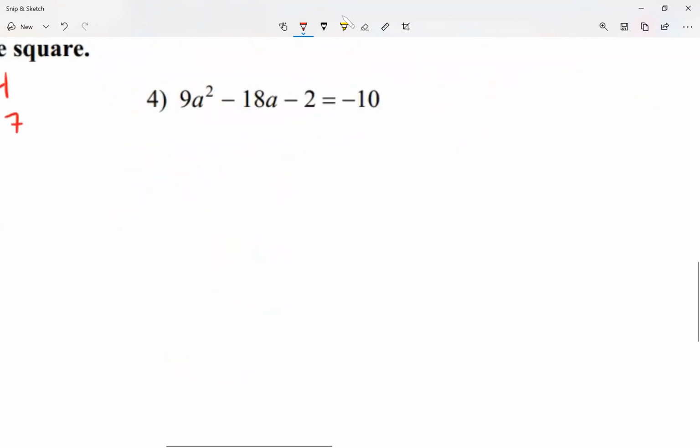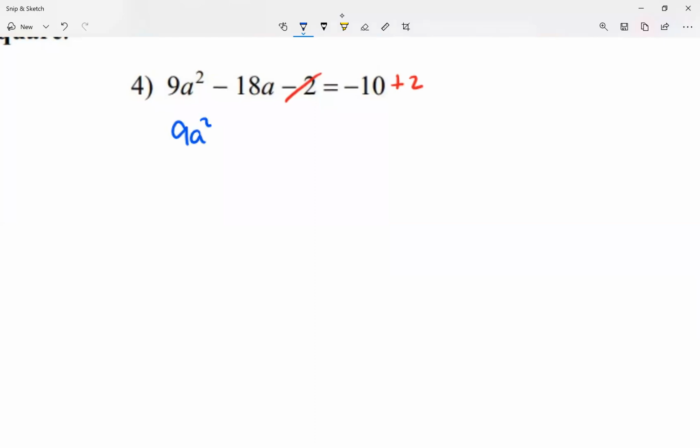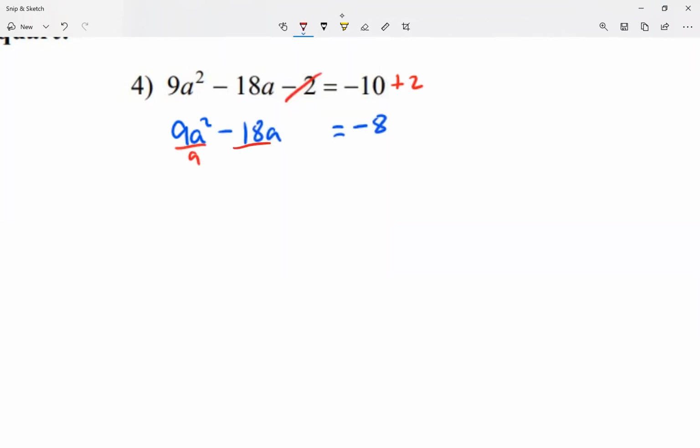All right, let's take a look at question number 4. I'm going to be working up to number 6 today. So I want everything with the letter on the left side. So this -2, I'm going to move it to the other side as a +2. So I get 9a squared minus 18a, let me leave a space, is equal to -8. Now my first number should be 1, but it's a 9. So because I want it to be a 1, let me divide everything by 9.